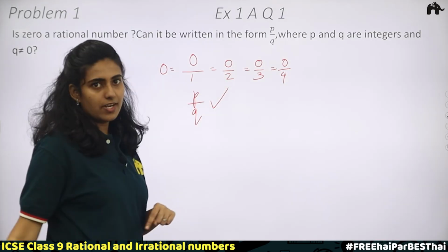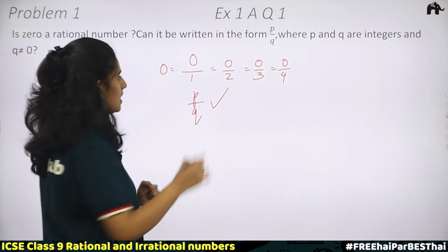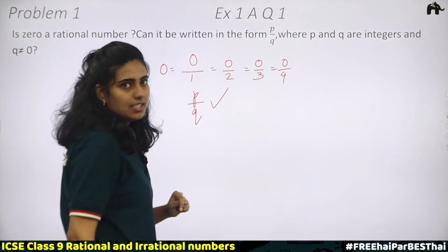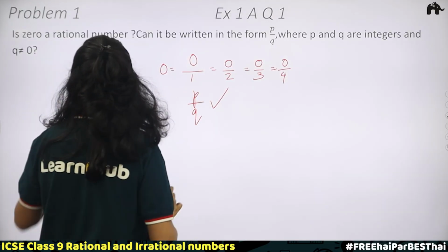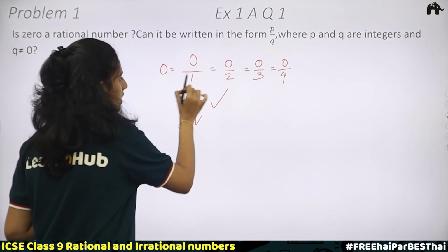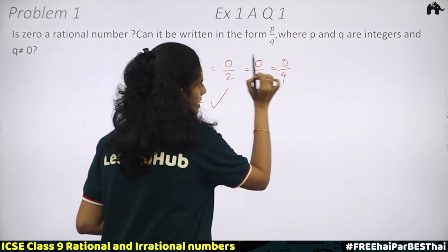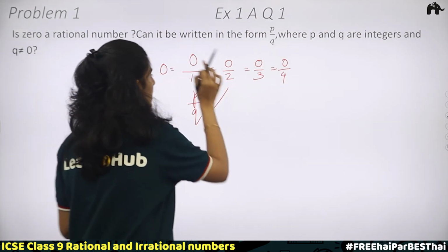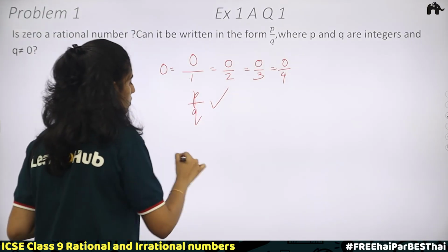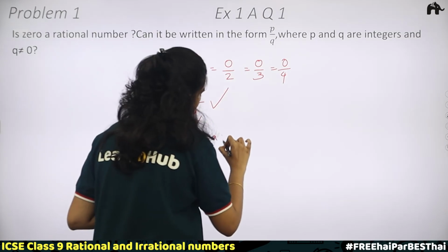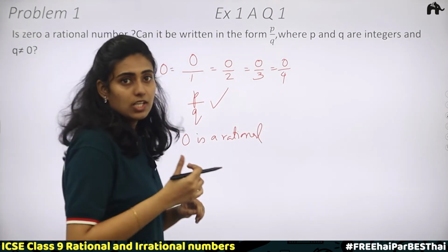First condition satisfied. Second condition, what is the second condition? P and Q should be integers. Here we have taken only integers in the denominator and numerator. 0 is an integer. Then Q not equal to 0, the denominator is not 0. Here the denominator is 1, here it is 2, here it is 3, here it is 4. So the numerator can be 0, but the denominator cannot be 0. So what can we say? We can conclude that 0 is a rational number and can be expressed in the form P by Q where Q not equal to 0.